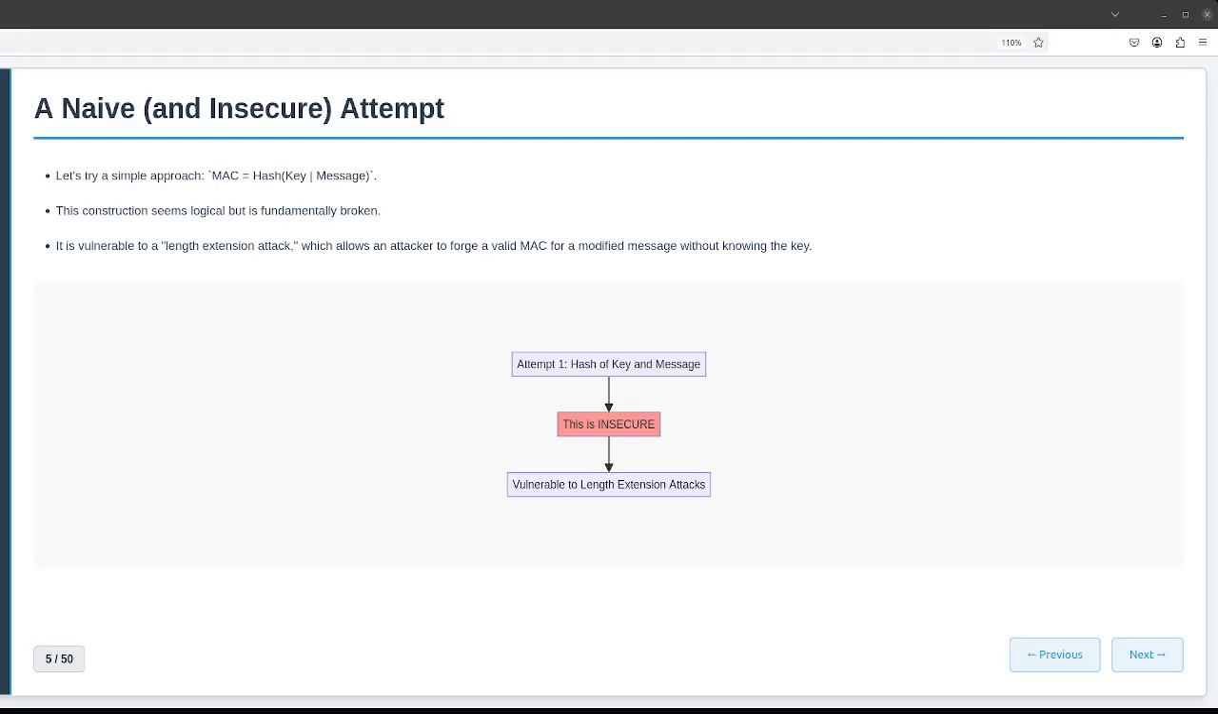Unfortunately, this simple construction is dangerously flawed. Many common hash functions, due to their internal structure, are vulnerable to something called a length extension attack. An attacker who sees this MAC can, without knowing the key, sometimes calculate a valid MAC for a new message that consists of the original message plus some extra data they've appended. This completely breaks the integrity guarantee.